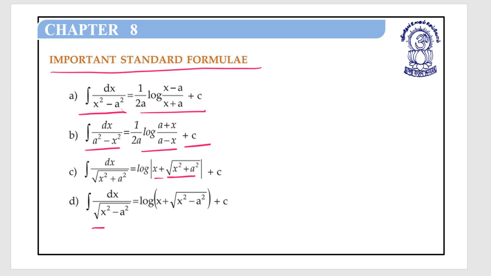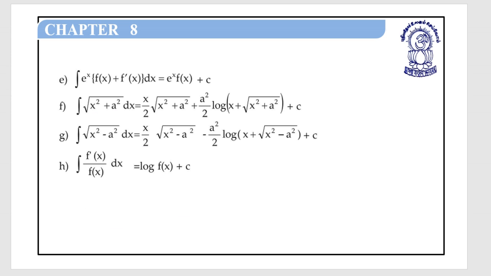Integration of dx upon under root x square minus a square is equal to log in the bracket x plus under root x square minus a square plus c. Integration of e raised to x into (f of x plus f dash x) dx is equal to e raised to x into f of x plus c.